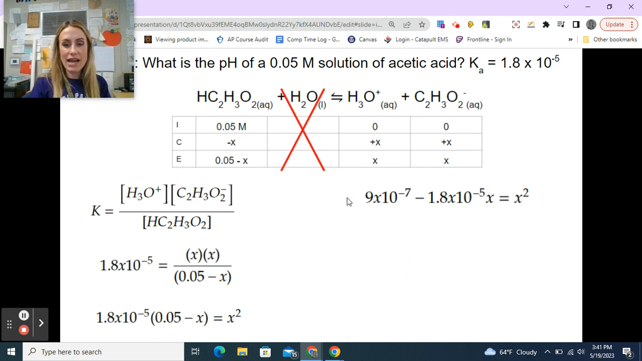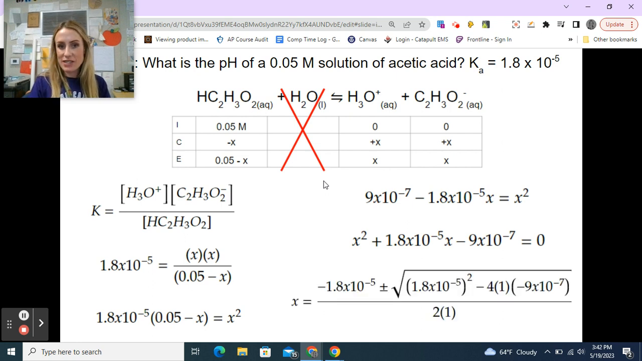So I'm going to get x squared plus 1.8 times 10 to the negative 5 x minus 9 times 10 to the negative 7th equals 0. So now I have my A term, my B term, my C term, and now I'm going to do the quadratic formula. So I get x equals negative b plus or minus the square root of b squared minus 4ac, all over 2a.